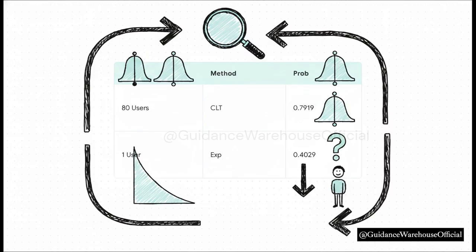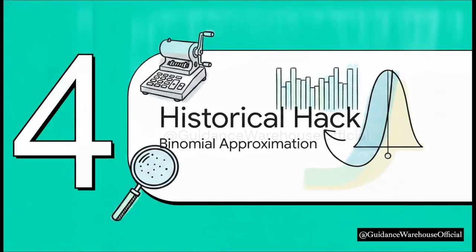But for the single individual, no way, we cannot use the CLT. We have to use the exponential distribution formula, which gives us just a 40% probability. This perfectly illustrates exactly why reading the question to see if it's a sample or an individual is your most important step. All right, final section, part 4, historical hack, the normal approximation to the binomial.